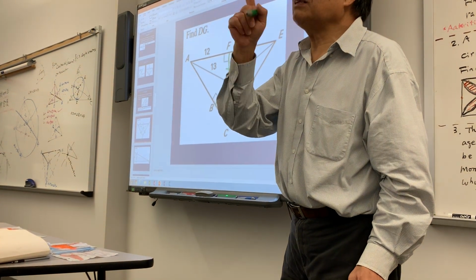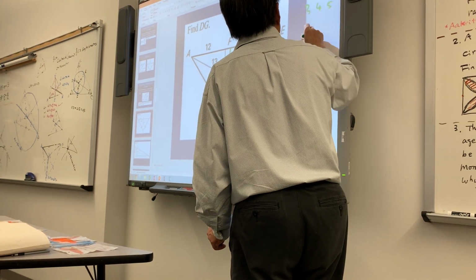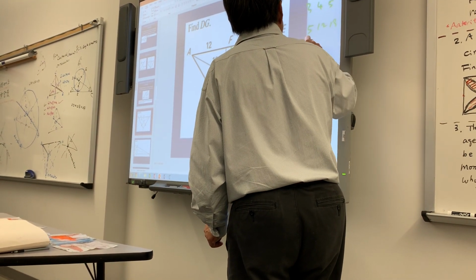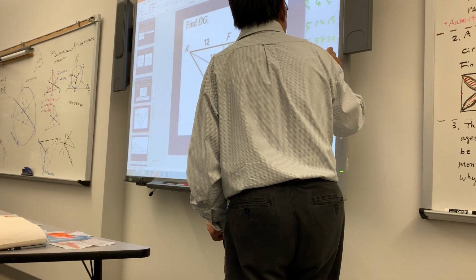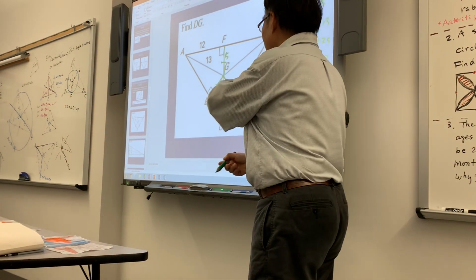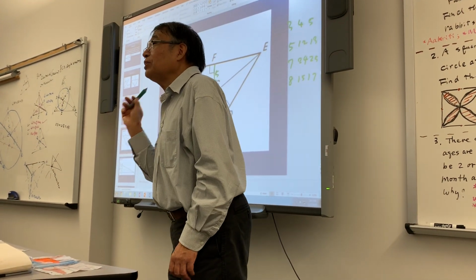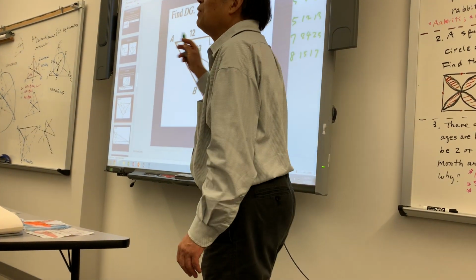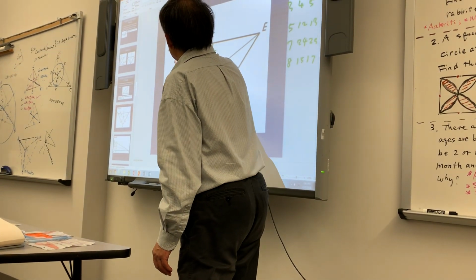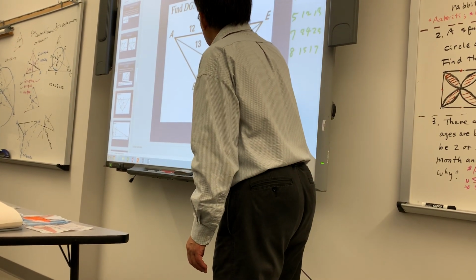I told you last Friday or last Thursday: 3, 4, 5; 12, 13; 7, 24, 25; 8, 15, 17. I tell you, in a quiz or test, this one must be there. But we don't focus on this part. This is chapter 7, and we'll go over it again. But if you know this part, you can save lots of time. Because this is 12, this is 13, this one must be 5. So GD should be 5.